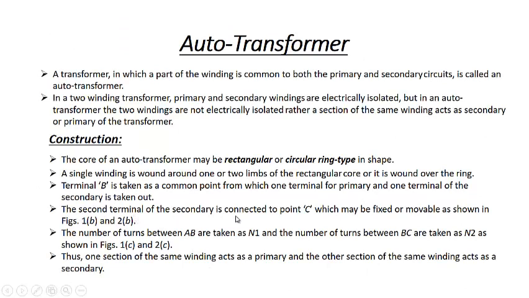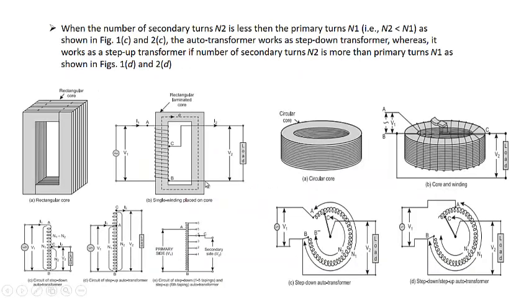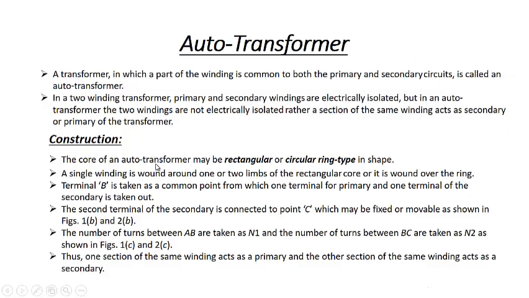The second terminal of the secondary is connected to the point C, which may be fixed or movable as shown in figures 1B and 2B. It may be fixed, or it may be movable upwards and downwards, so that the output voltage may vary. So the output is connected between B and C, and this C may be movable in circular motion or in translation motion. When this moves upwards, voltage increases, and when it moves downwards, voltage decreases.